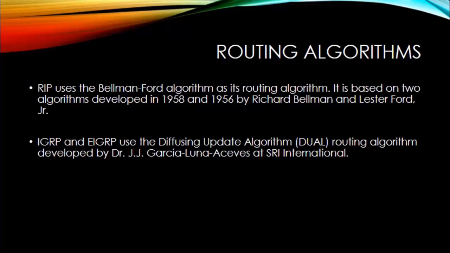RIP uses the Bellman-Ford algorithm as its routing algorithm. It is based on two algorithms developed in 1955-1956 by Richard Bellman and Lester Ford Jr. IGRP and EIGRP use the diffusing update algorithm, DUAL, routing algorithm developed by Dr. J. Garcia Luna Aceves and SRI International.